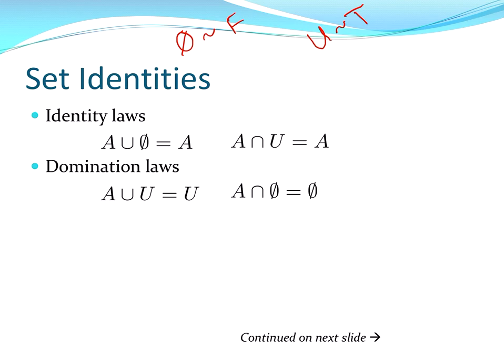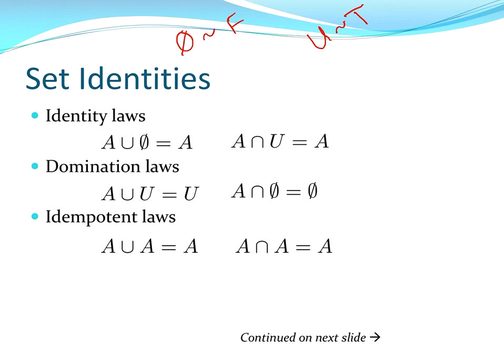Okay, domination laws. The union of A and the universal set gives the universal set. The universal set dominates in the union. The intersection of A and the empty set gives the empty set. The empty set dominates in the intersection. Idempotent laws. A union A is A and A intersect A is A. Complementation laws is similar to the law of double negation. The complement of a complement returns the original.